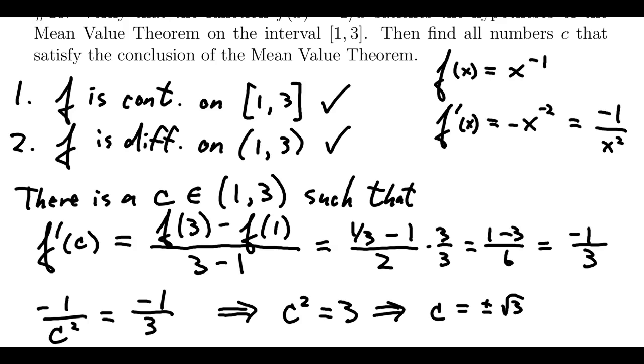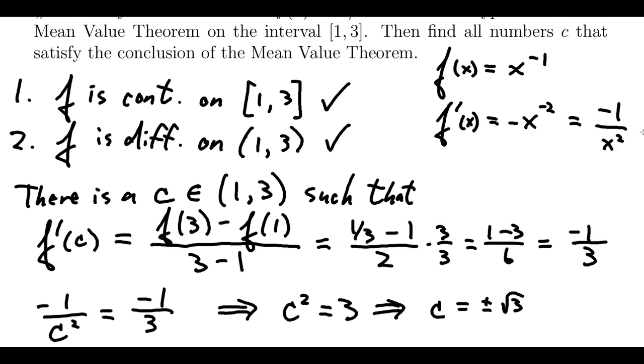It doesn't tell us any upper bound, but we do have to remember that we're only talking about the interval in question. One of these values is outside that interval. Negative radical 3 is too small. So we only have c equals the square root of 3. Square root of 3 is about 1.7.